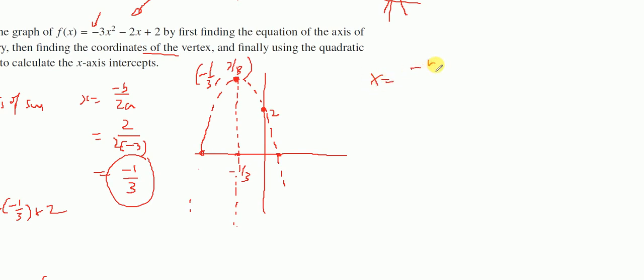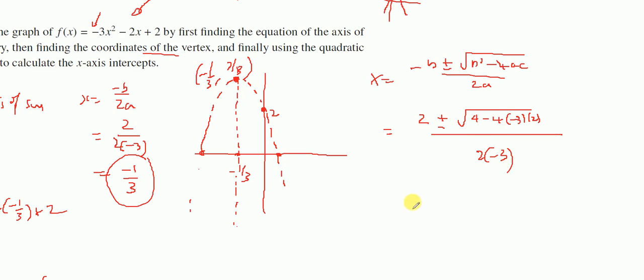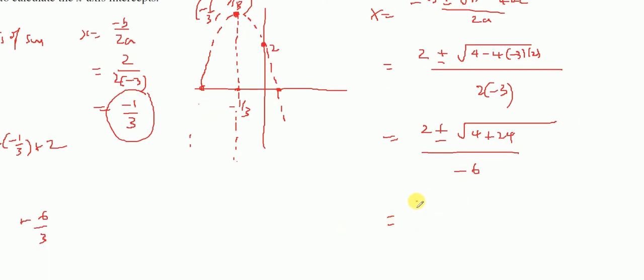So x will equal minus b plus or minus the square root of b squared minus 4ac all over 2a, which will be minus negative 2, which is 2, plus or minus the square root of negative 2 squared is 4, minus 4 times negative 3 times 2, all over 2 times negative 3. 2 plus or minus the square root of 4 plus 24, since 4 times 3 is 12, times 2 is 24, all over negative 6.